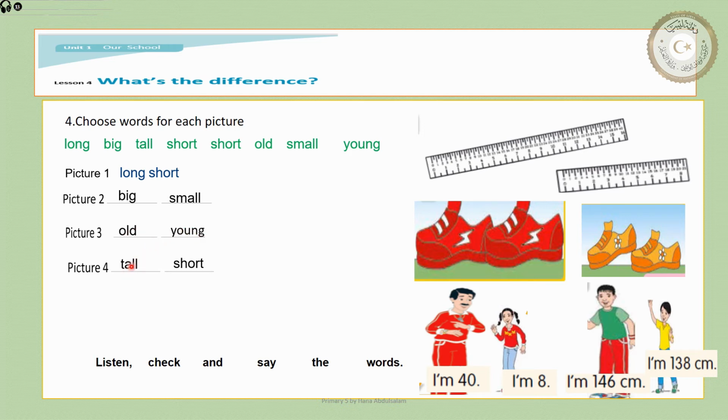Okay, the last one, boys tall and the girls short. Tall, short, tall, short. Now I say the word and you say another word. So we have long, short, big, small, old, young, tall, short. Excellent. So now we are going to listen and check.